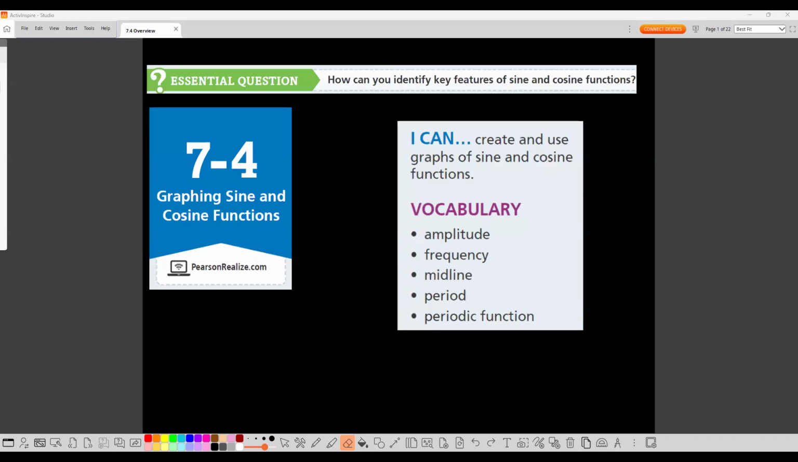All right, hey everybody. Working here on a little bit of Sabbath work. Algebra 2, lesson 7-4, graphing the sine and cosine functions, and we've got to work with things like amplitude, the frequency, the midline, the period, and the period of the whole function. So let's get right into it.